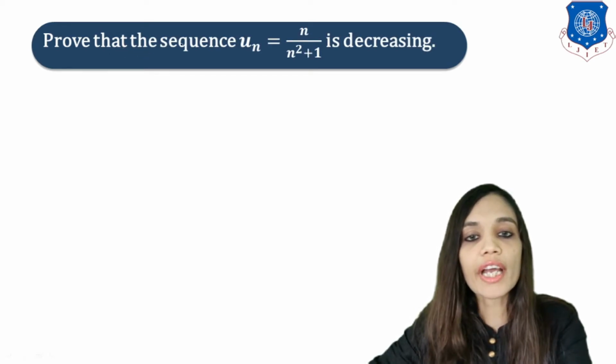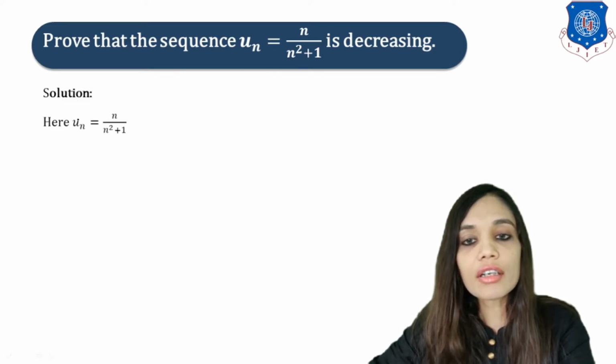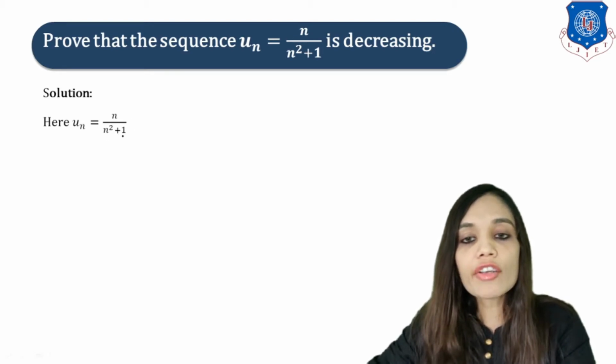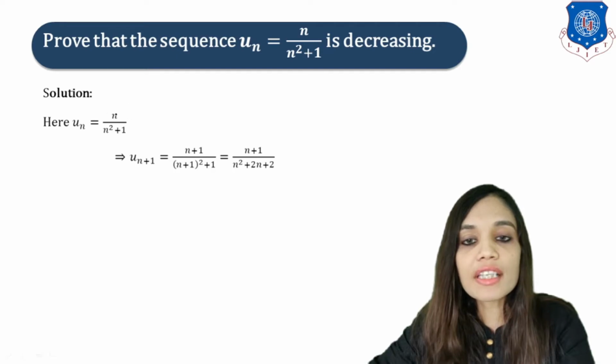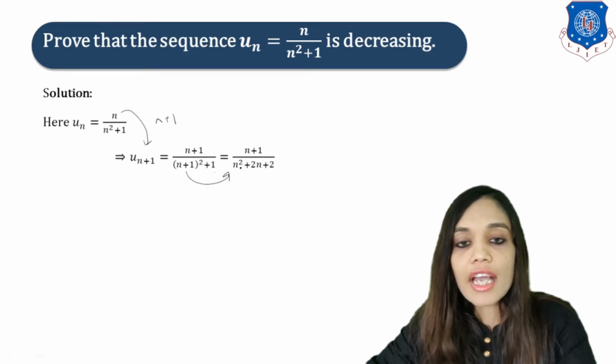Here we have to prove that the sequence un is equal to n upon n square plus 1 is decreasing. So let us start the solution. Here you are given the nth term as n upon n square plus 1. So find your un plus 1 by replacing n by what? n plus 1. So you will get n plus 1 upon (n plus 1) whole square plus 1. Now this can be simplified as n square plus 2n plus 2.